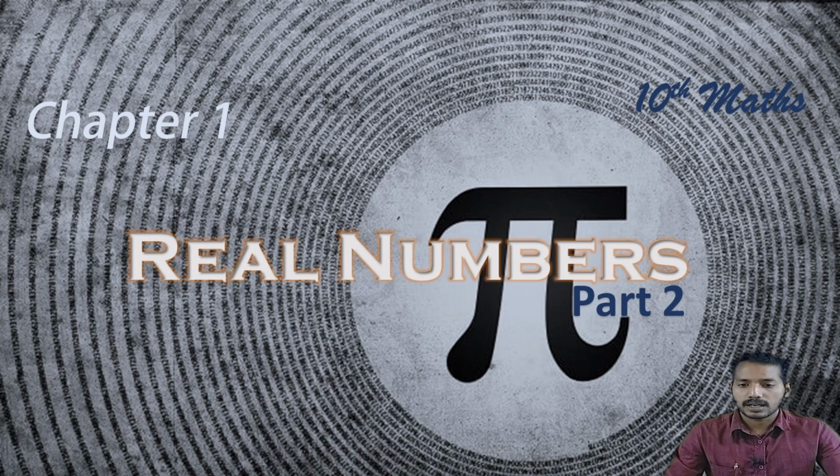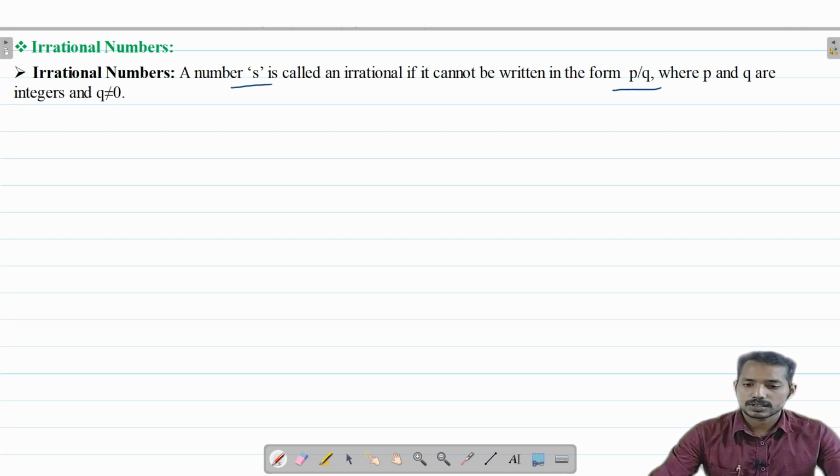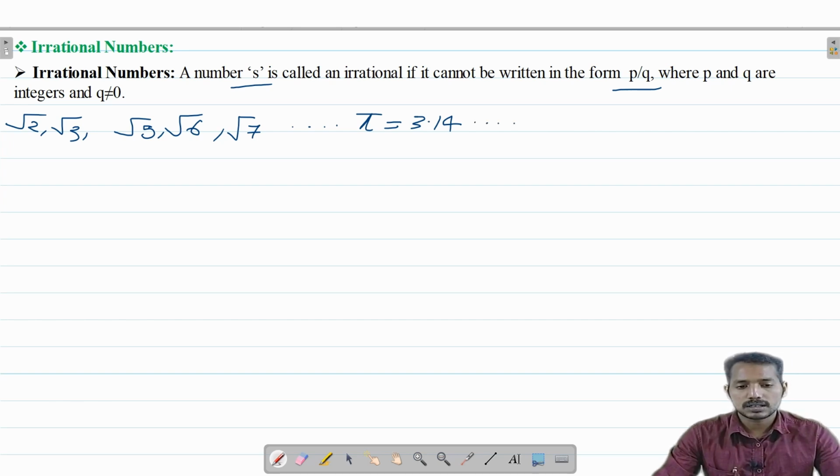In the lower classes we have learned what an irrational number is. A number S is called irrational if it cannot be written in the form p by q. For example, root 2, root 3, root 5, root 6, root 7, etc. And also pi, mathematical pi, is an irrational number because the decimal expansion of pi starts from 3.14, etc. So what is the criteria you can say about the decimal expansion of irrational numbers?